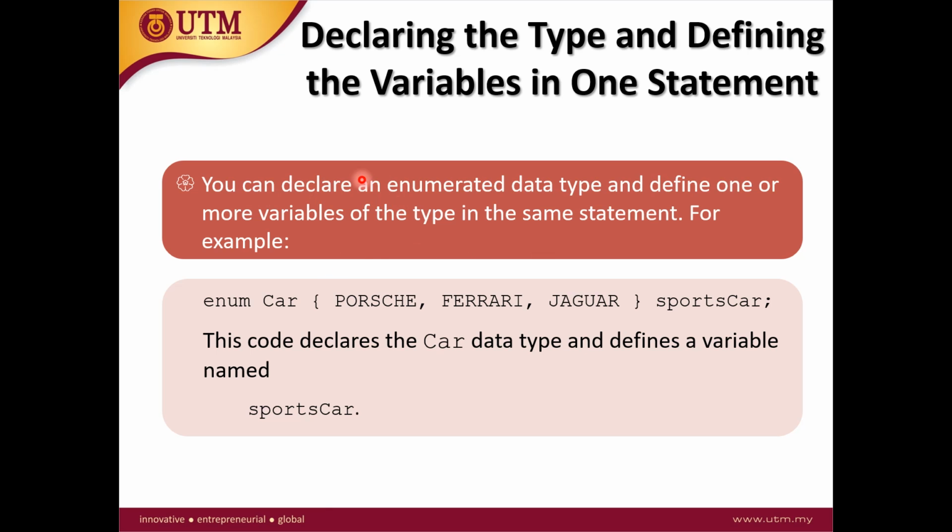For example, we can declare an enumerated data type like here, car, and define one or more variables of the type at the same time, in the same statement. So we have declared this data type and the enumerators are those. At the same time we are declaring this variable, so this variable is going to be of type car. So this is how you can declare an enumerated data type and define some variables.